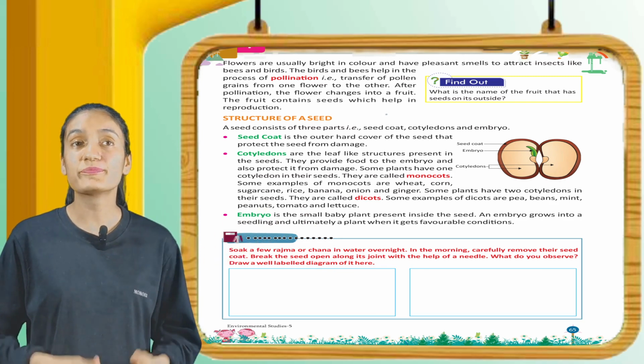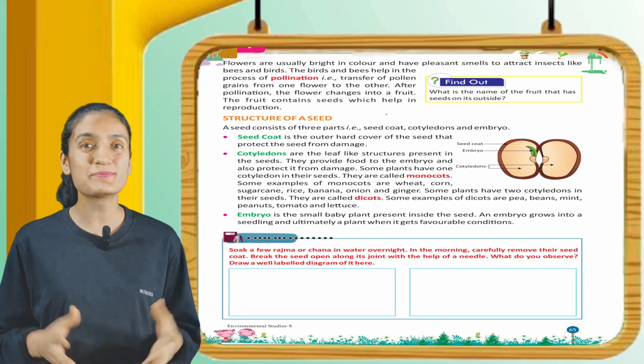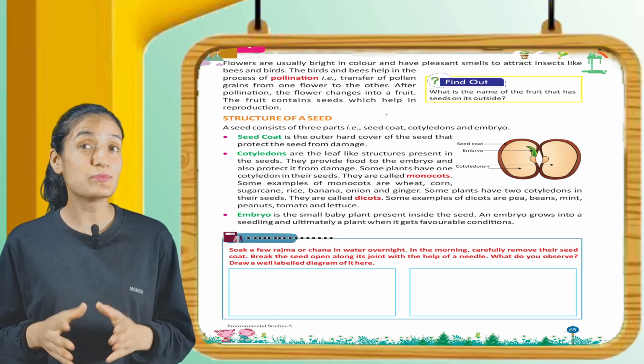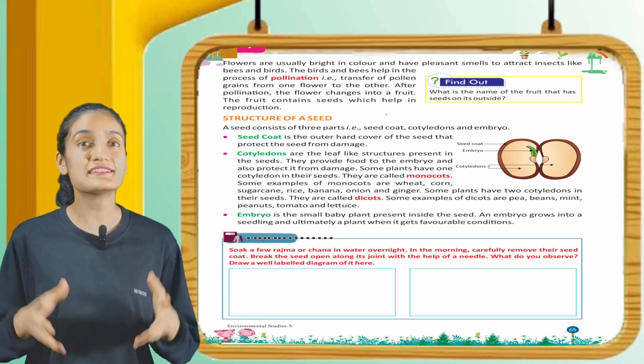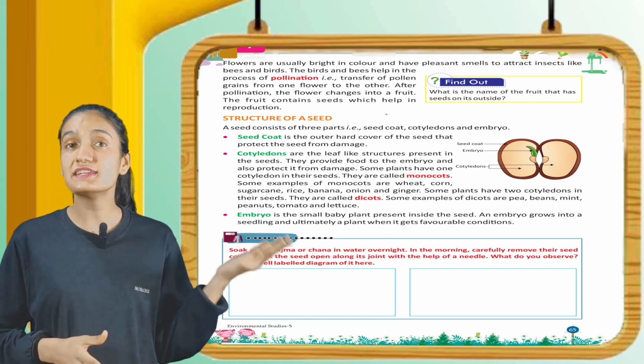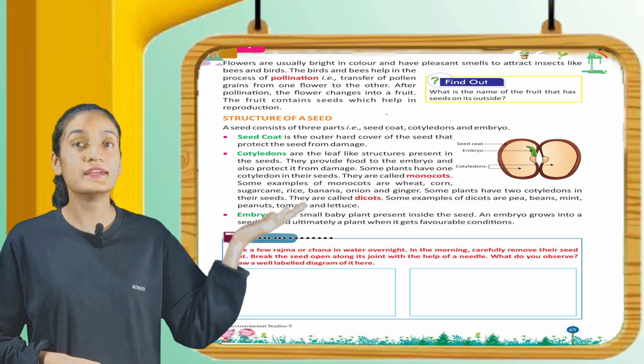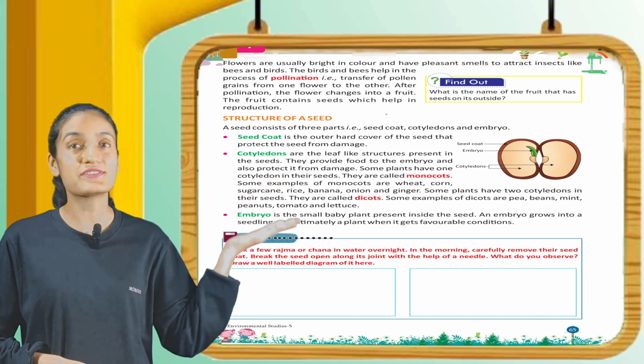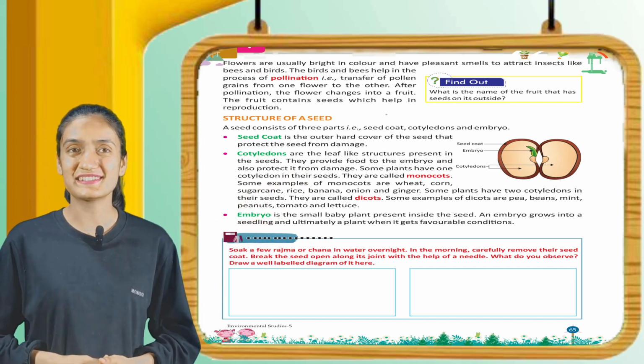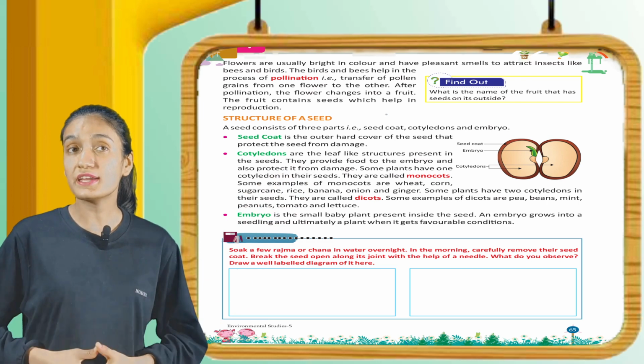Now, embryo. Embryo is the small baby plant present inside the seed. An embryo grows into a seedling and ultimately a plant when it gets favorable conditions. Here you can see in the picture, seed coat, cotyledons and embryo is mentioned. Now, let's do the activity.